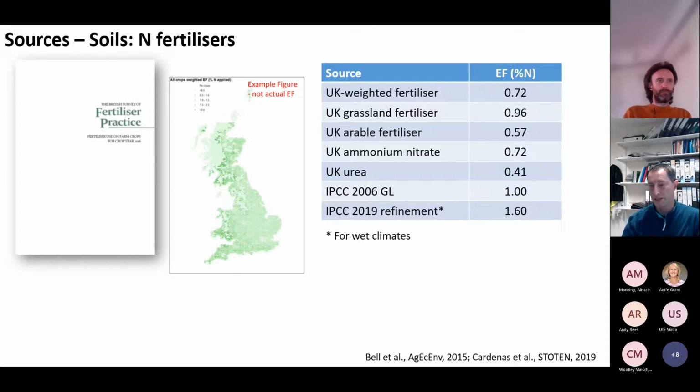But the weighted average was certainly a bit lower than the 1% that we used to use under IPCC. And it's certainly lower than the IPCC 2019 refinement proposal of 1.6%, which is recommended for wet climates, and most of the UK would qualify as a wet climate.